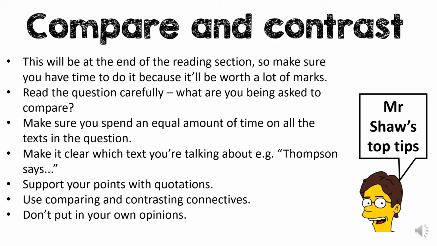You need to make it clear which text you're writing about. So text A states, or use the writer's name, so Thompson says. You need to support all of your points with quotations. Like I pointed out earlier, you need to use comparing and contrasting connectives, which will help indicate to the examiner that you've understood the demands of the question. And with this particular question, you really need to avoid giving your own opinion. You should be focusing on what the texts are trying to present. So those are the top tips for the compare and contrast question.